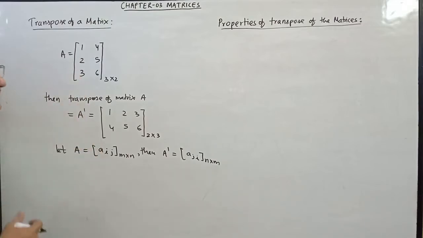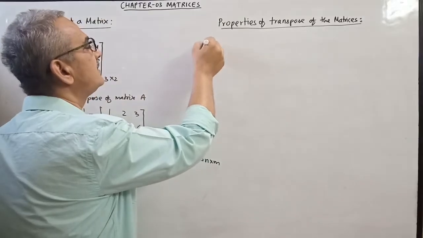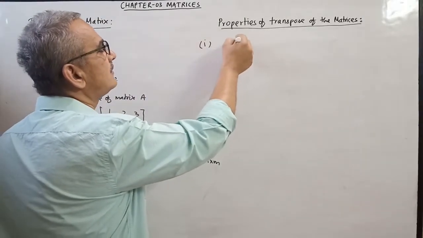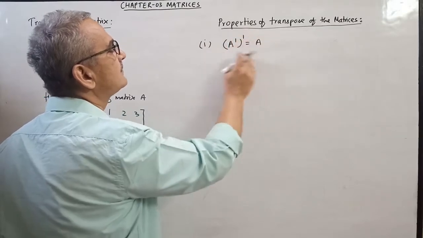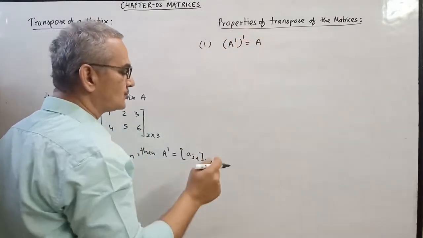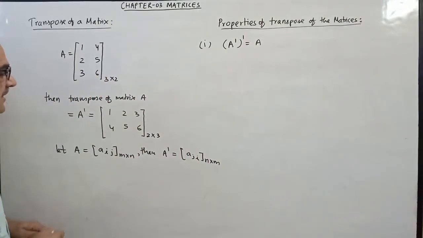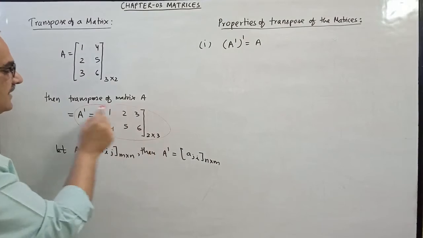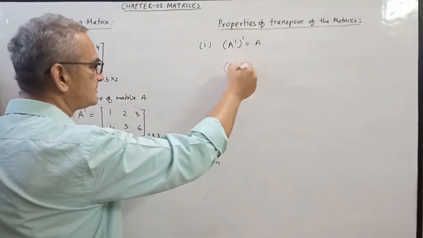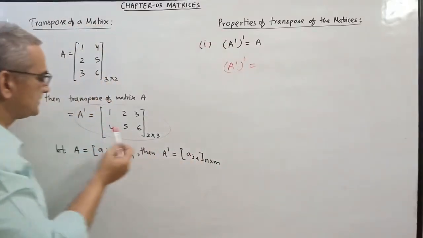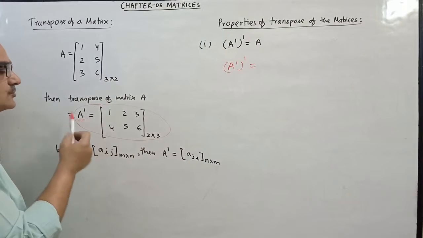Now let's take the properties of the transpose of a matrix. The first property is that the double transpose of A is A. Suppose we had taken the transpose of this matrix; this is A dash. Now take the transpose of it again, A dash whole dash. That is, we are taking the transpose of A dash, the transpose of a transpose.